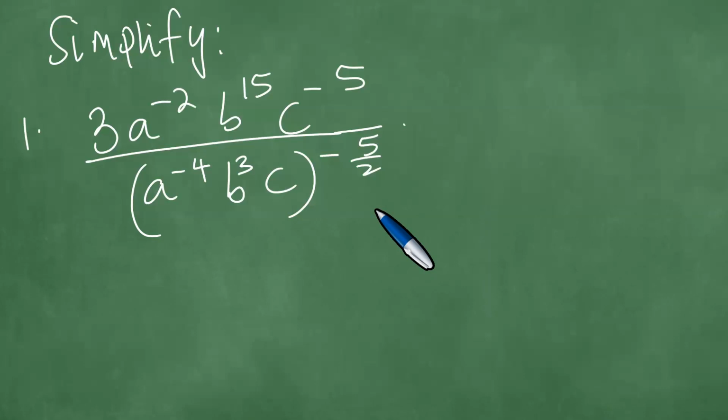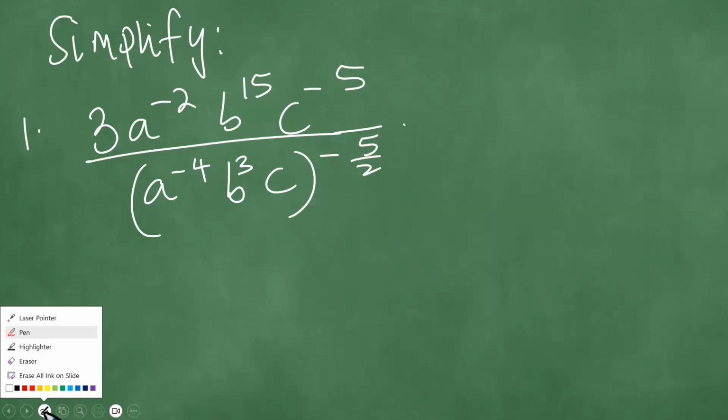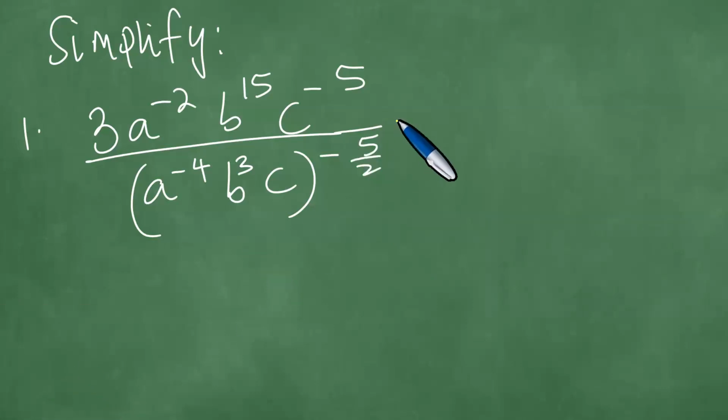Who is done? So I'm done, but I don't know if I'm right. I'm not sure. What answer did you get, Tsenulo? It's 3a to the power of negative 20, b to the power of 225 over 2, c to the power of 25 over 2. All right, that's fine. Let's just practice together.